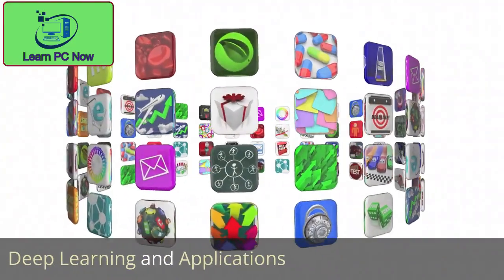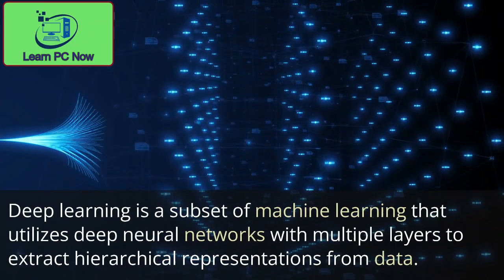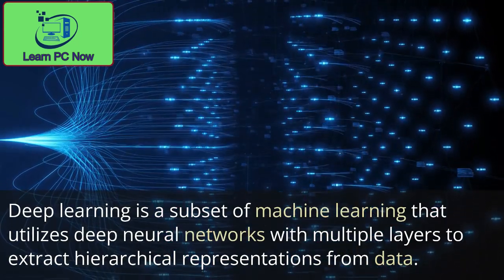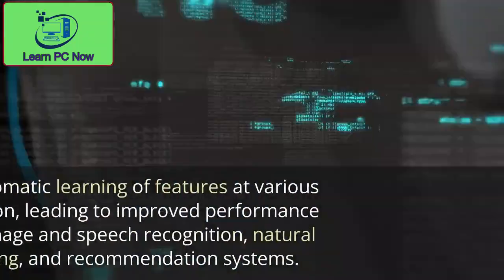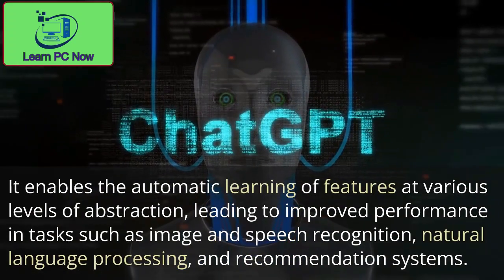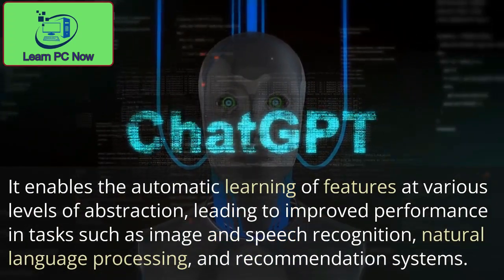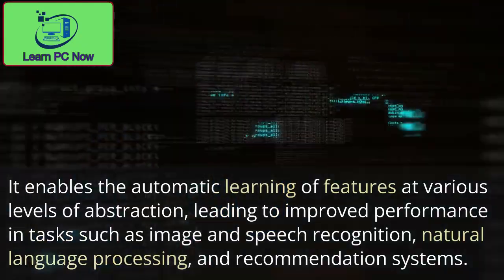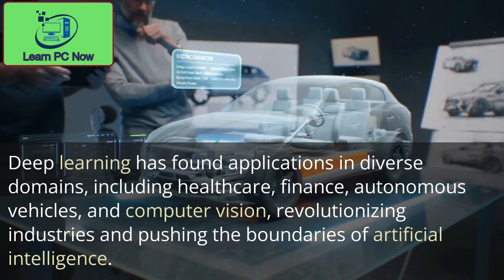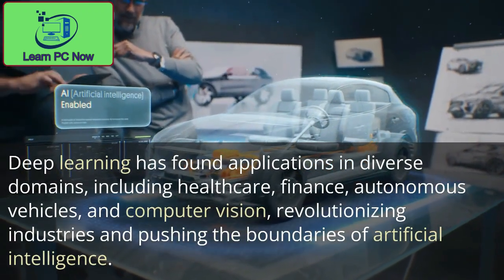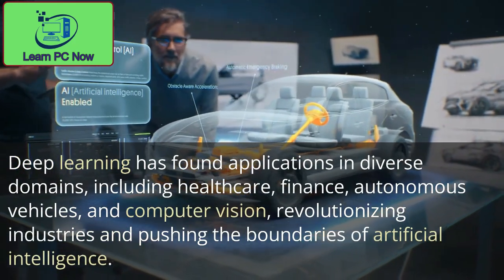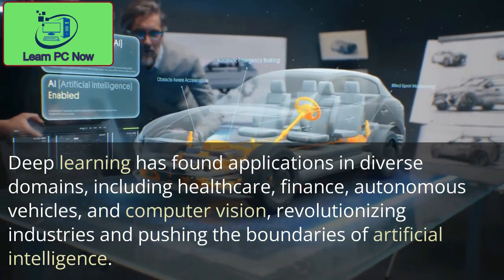Deep learning and applications. Deep learning is a subset of machine learning that utilizes deep neural networks with multiple layers to extract hierarchical representations from data. It enables the automatic learning of features at various levels of abstraction, leading to improved performance in tasks such as image and speech recognition, natural language processing, and recommendation systems. Deep learning has found applications in diverse domains, including healthcare, finance, autonomous vehicles, and computer vision, revolutionizing industries and pushing the boundaries of artificial intelligence.